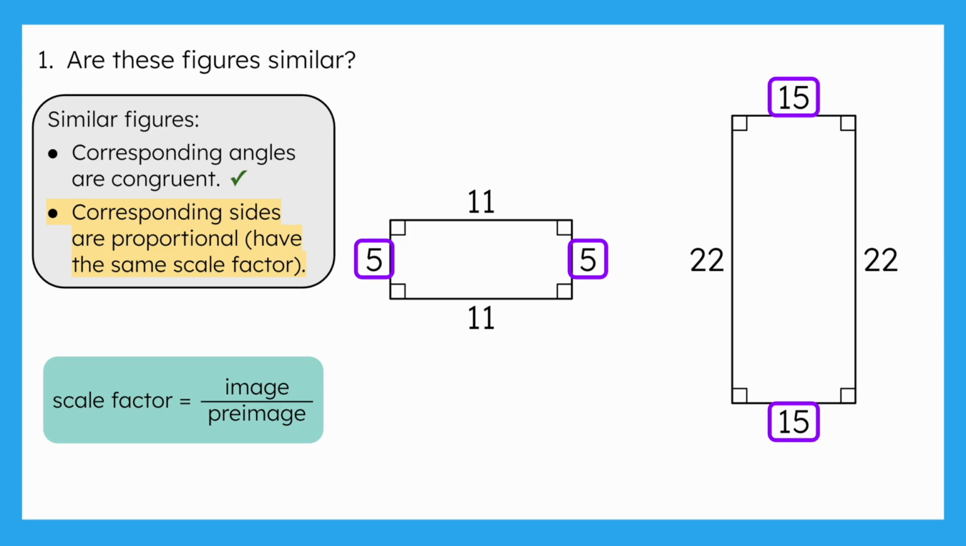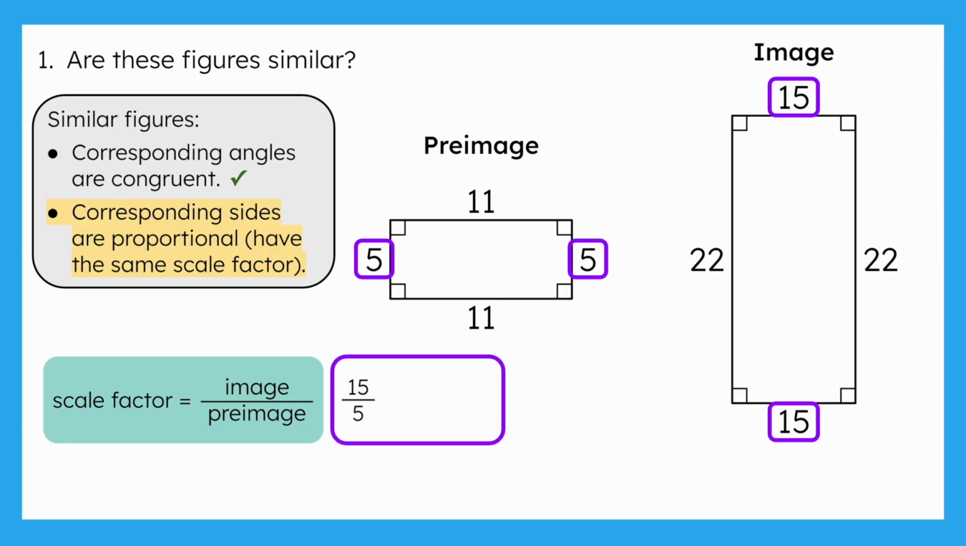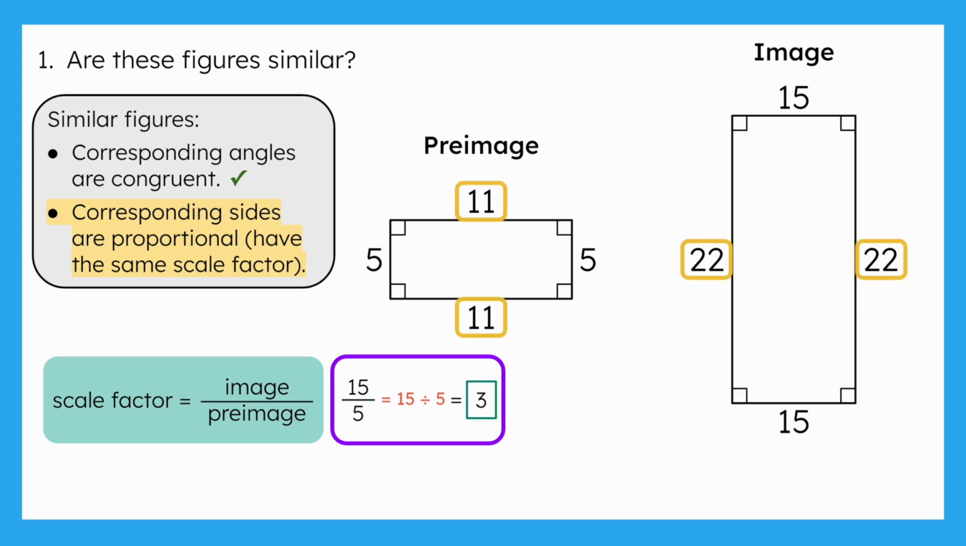To help us keep track, let's go ahead and label the figure on the left as the pre-image and the figure on the right as the image. Remember, this is just to keep our work consistent. Now that we've labeled the figures, what will our ratio be? Yeah, 15/5, giving us a scale factor of 3 to get from the figure on the left to the figure on the right. Okay, so let's double check this with the other pair of corresponding sides.